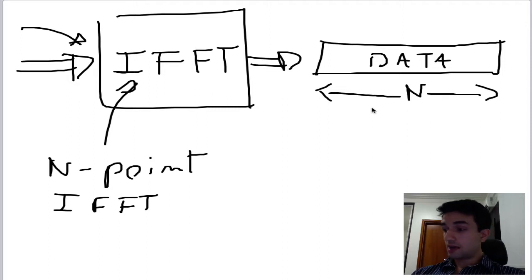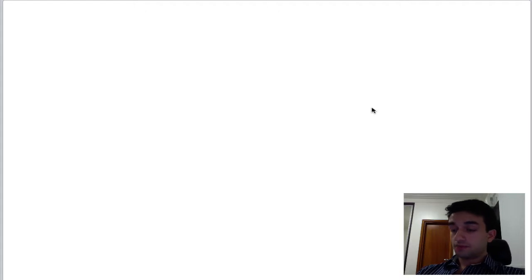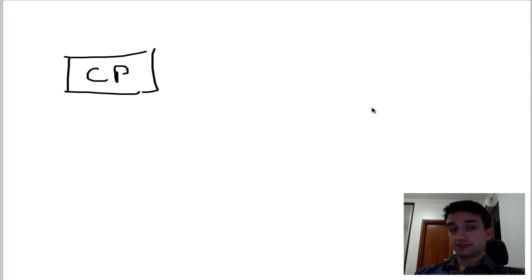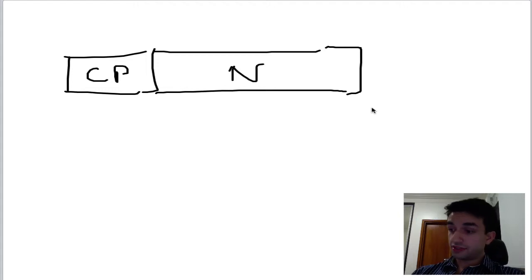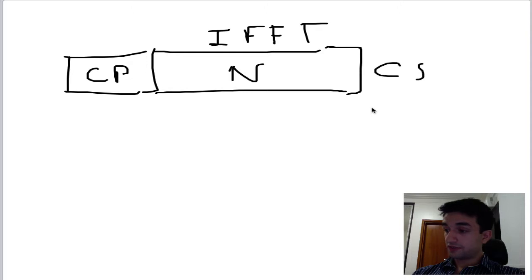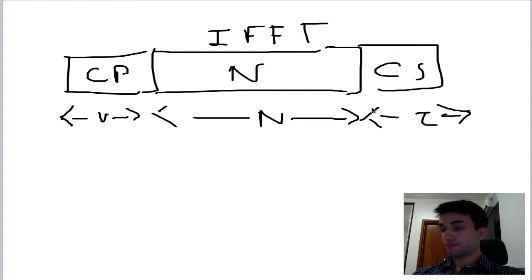Okay, so after this time domain symbol is generated, it goes to a block called cyclic extender, which appends a cyclic prefix, CP, or a cyclic suffix. So after that, the symbol achieves a structure which is composed by a cyclic prefix, a block of N samples, which is the result of the IFFT, and a cyclic suffix. Okay, so this has N samples, this has nu samples, and this let's use tau samples. Okay, all right.